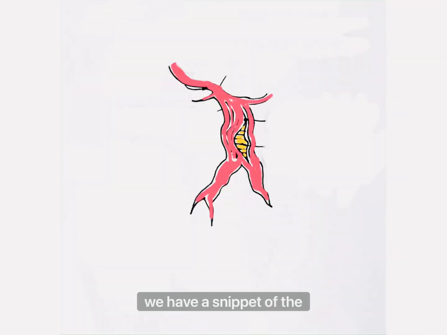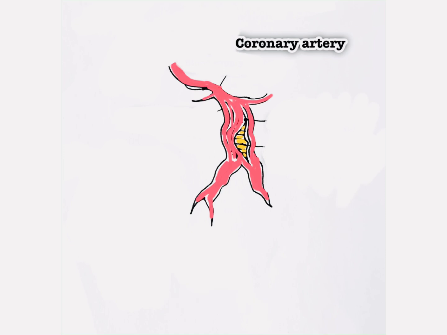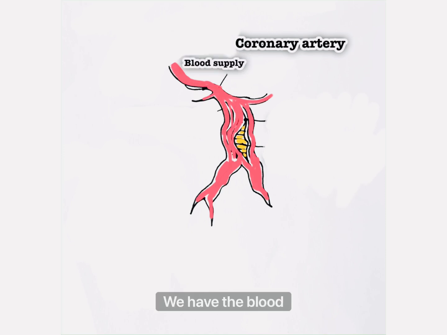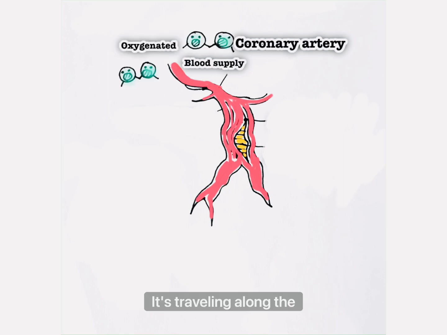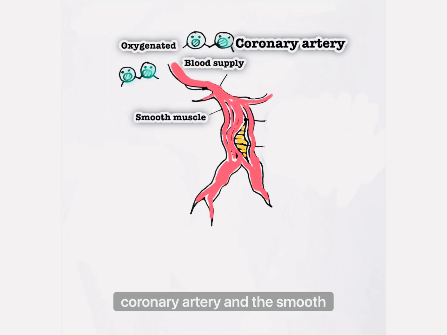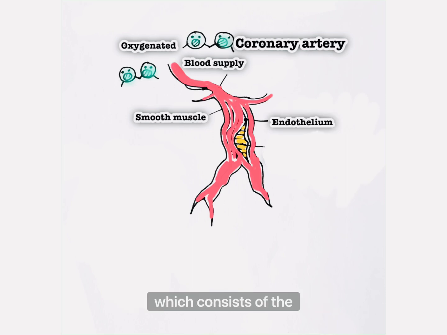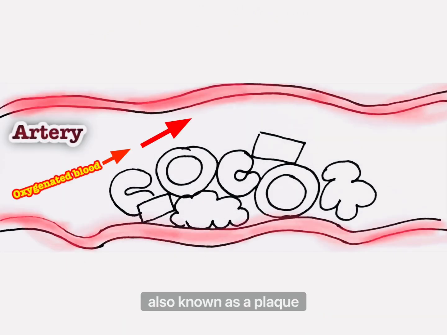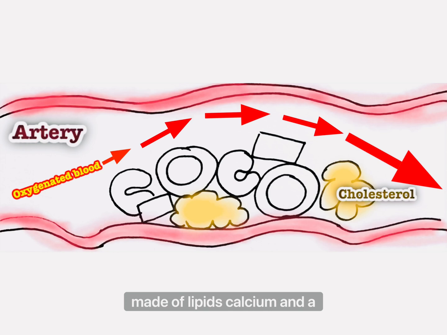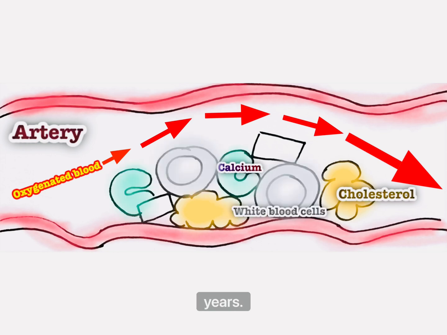Here we have a snippet of the coronary artery. Within the coronary artery, we have a blood supply. This blood supply is actually oxygenated. It's traveling along the coronary artery, and the smooth muscle, which consists of the coronary artery endothelium, is pumping the blood throughout the heart. Eventually, the blood comes across an atherosclerotic lesion, also known as a plaque, made of lipids, calcium, and a bunch of debris that has built up over the years.